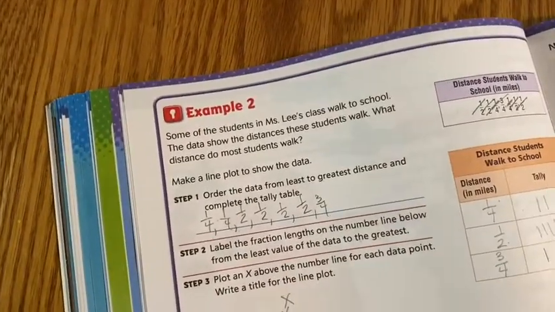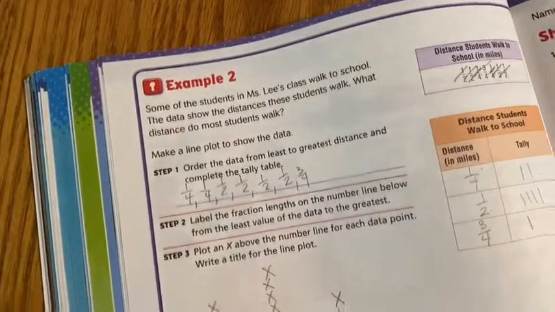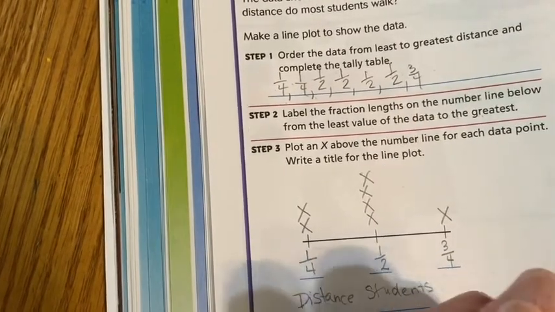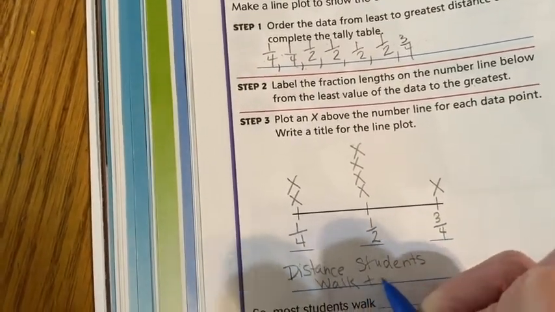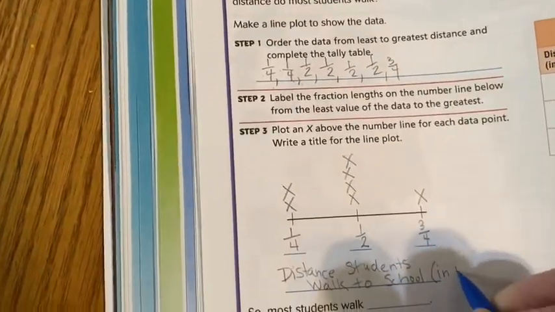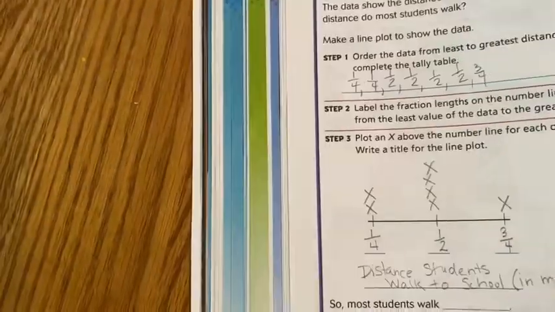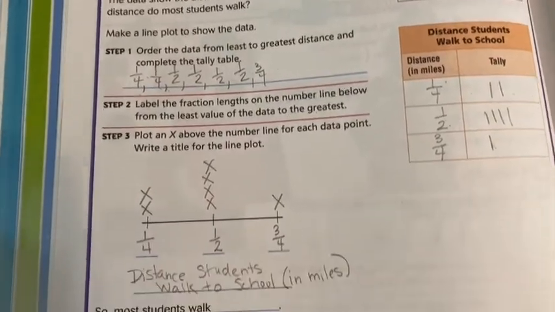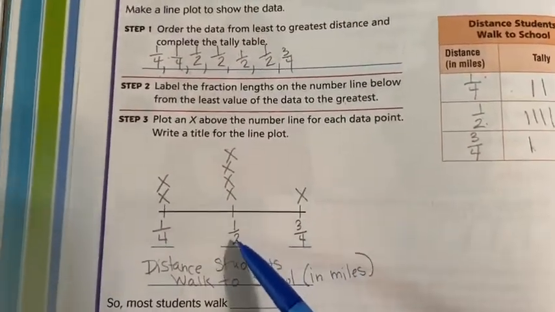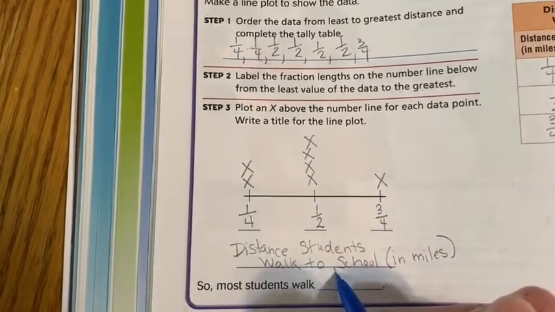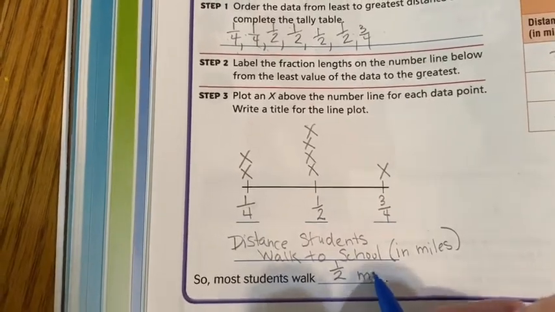Title: Distance students walk to school, in miles. So our question above, what distance do most students walk? Well, take a look at the line plot. You can see the tallest stack of X's, 1, 2, 3, 4. So most students walk 1/2 mile.